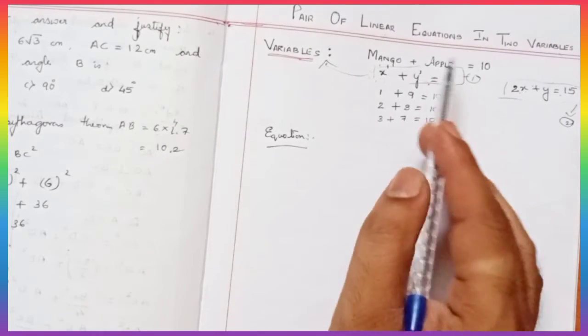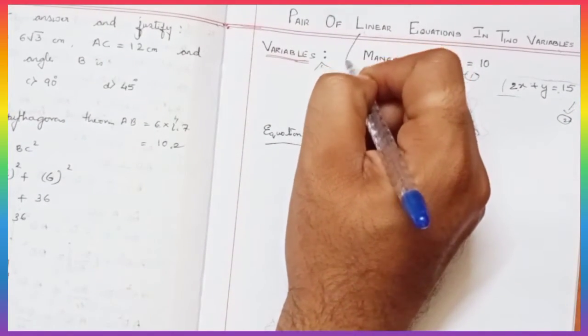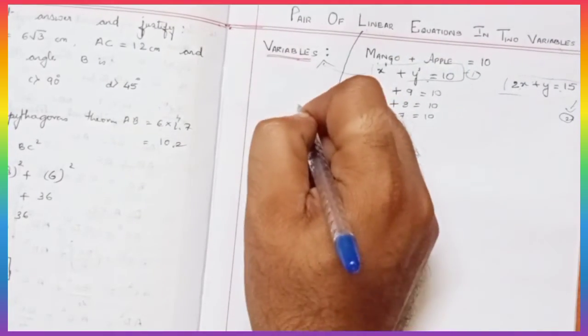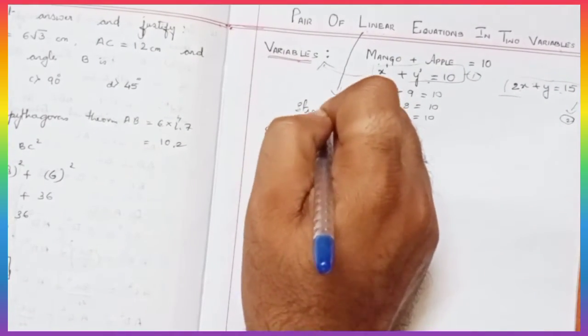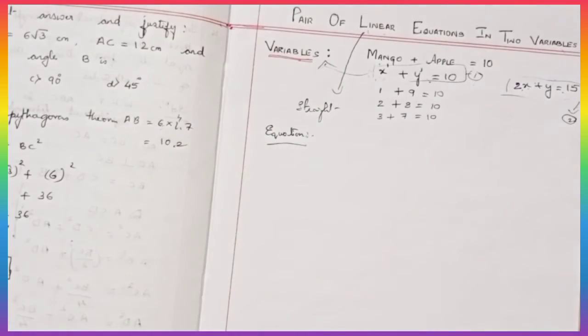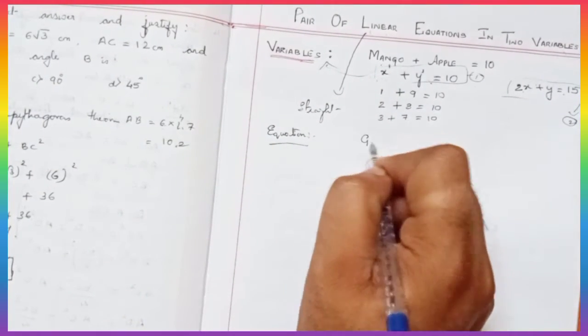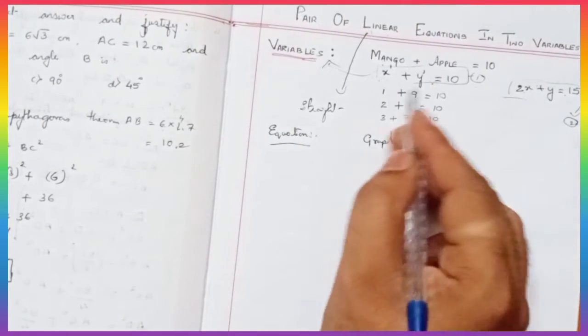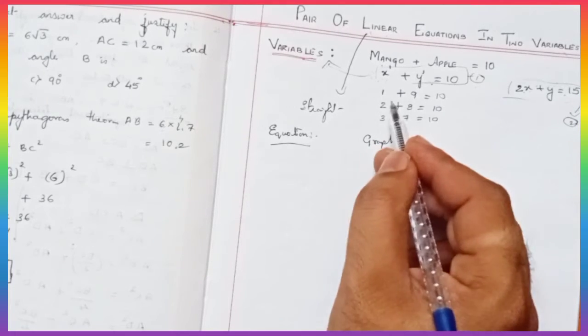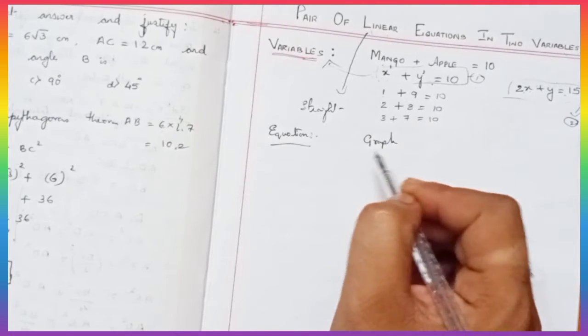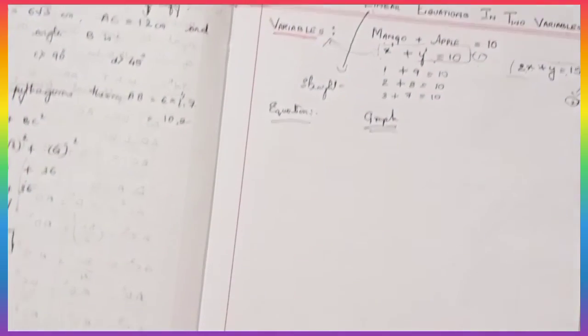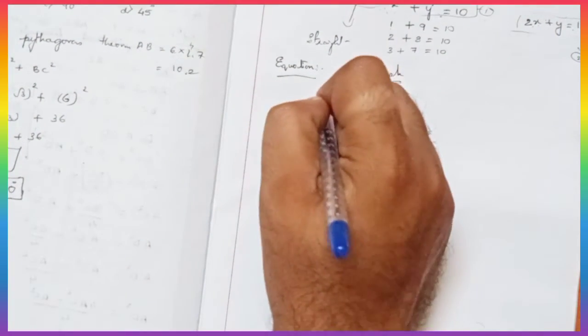Whenever you get a linear equation, linear means it's nothing but a straight line. We can use the graphical method, or a graph. We can plot the equations. So now you can see here we got the values of x and y. We can plot them on a graph sheet. What happens when we plot it on a graph sheet?